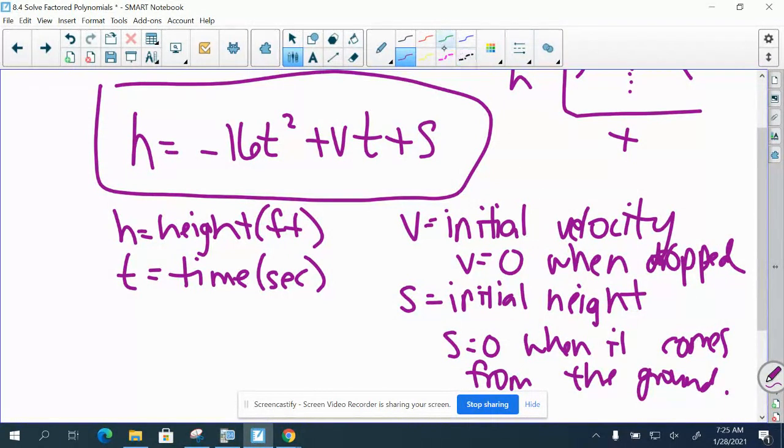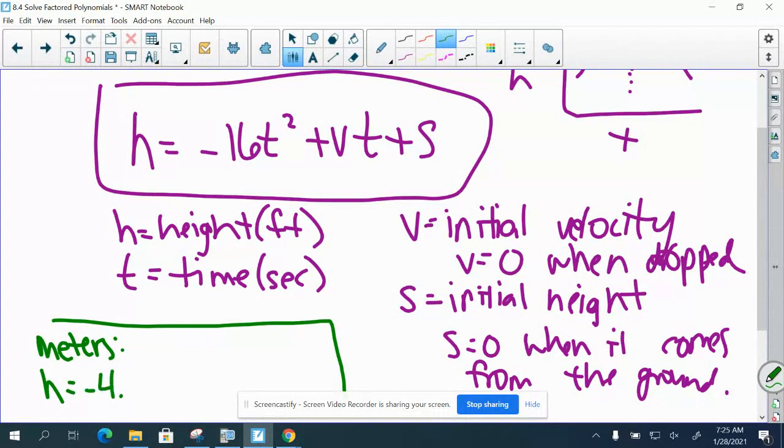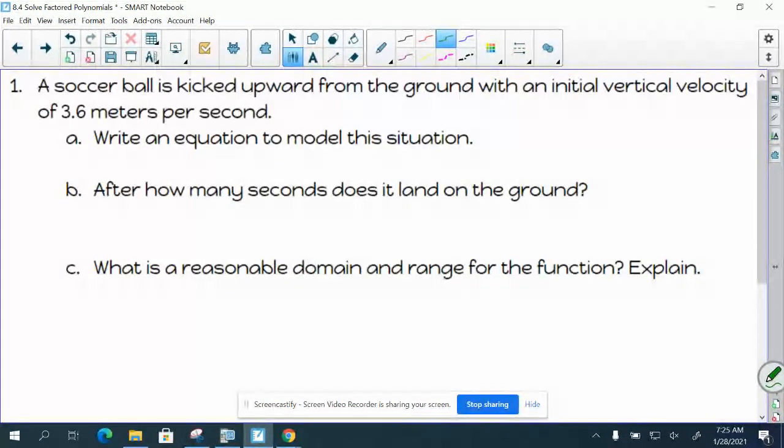Okay, and then there's a supplementary equation to this that would be in meters. This is the same thing, just the negative 16 is different. So for meters, you have h equals negative 4.9 t squared plus vt plus s. These equations will be given to you, but it is helpful to have them written down and what everything means. Okay, so let's do number 1.